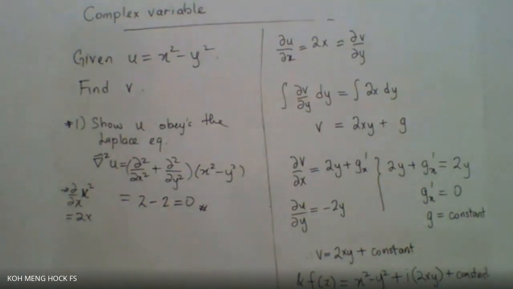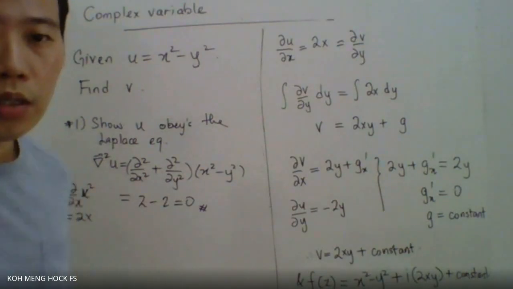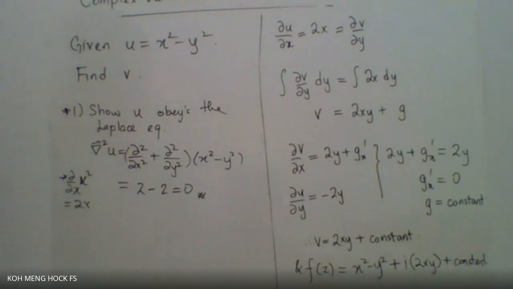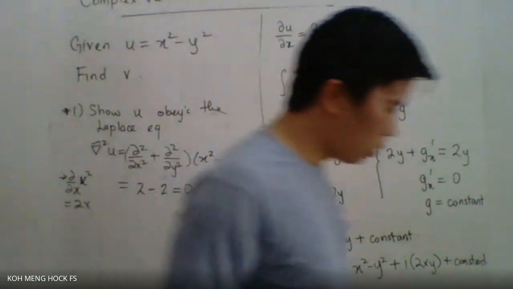So I'm not sure whether the others managed to do it. Let me show you my screen. Okay, so now let's go to this exercise. u equals x squared minus y squared, and we want to find v. The first thing is to show that u obeys the Laplace equation. You just put u into the equation, take the second order partial derivatives, and you get 2 and minus 2. Then this is 0. So here you show that u is a harmonic function that obeys the Laplace equation.